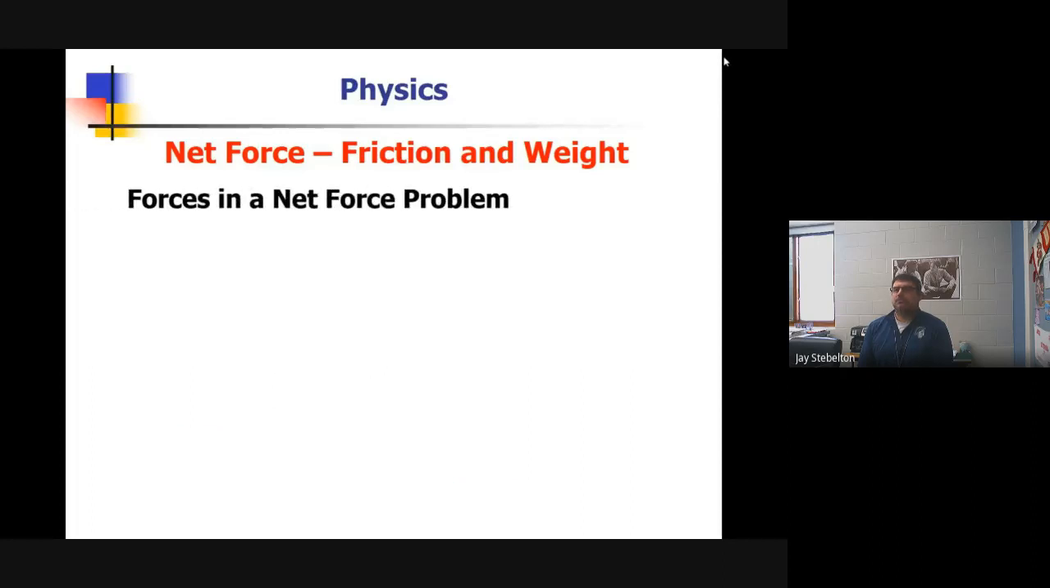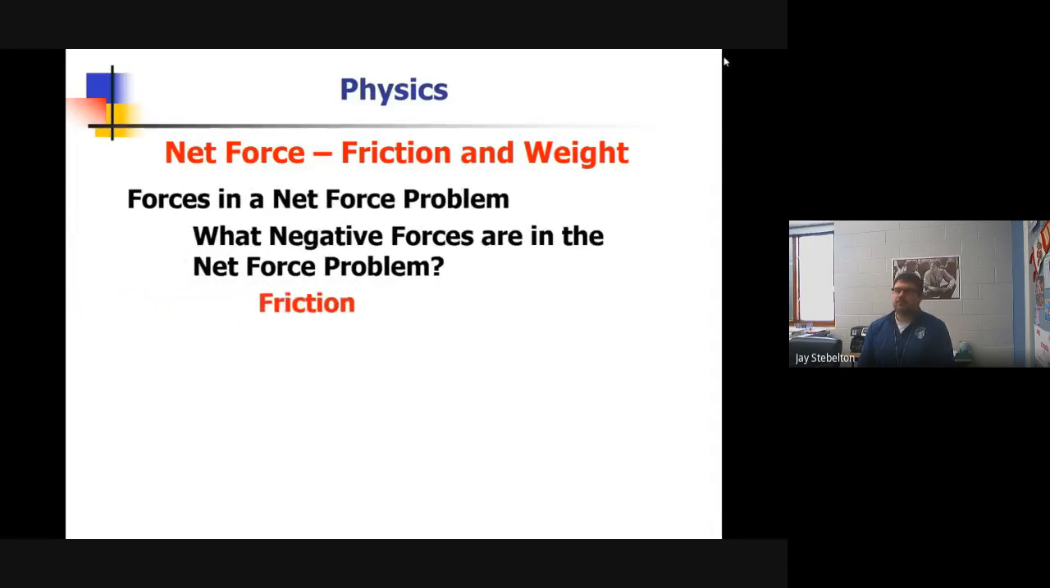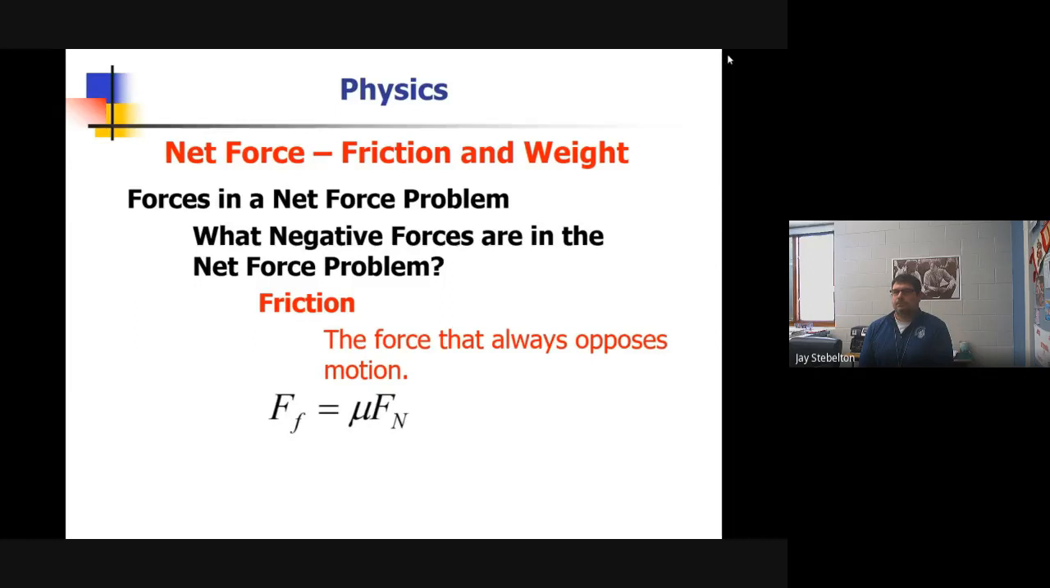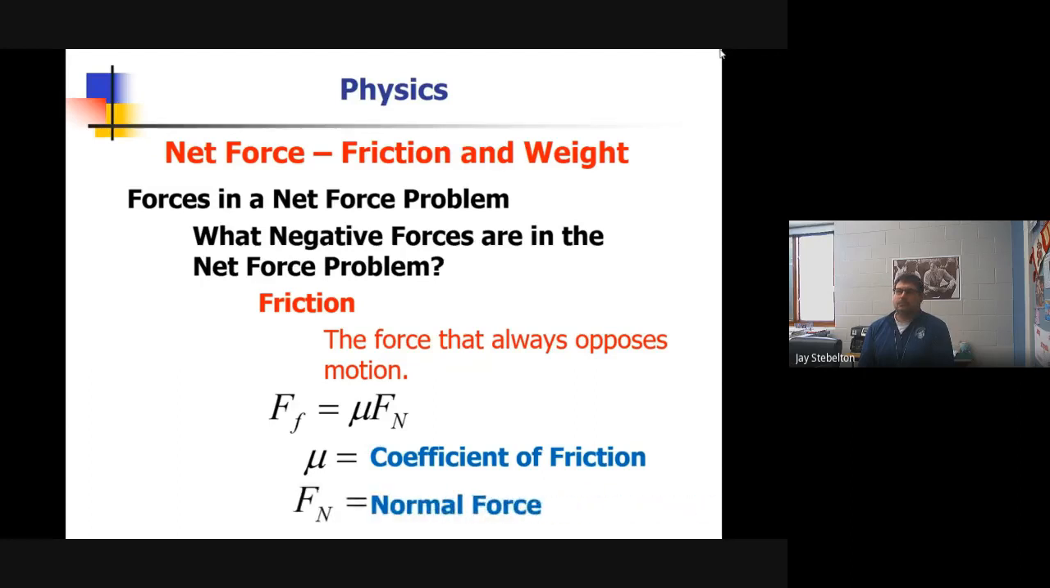What other negative forces are there in a net force problem? Well, friction, the great robber, it always tries to stop motion. So as a force that opposes motion, the force of friction is mu times the normal force. And it's always negative. Well, what's mu? Well, mu is the coefficient of friction. It's a different number between whatever surfaces are in contact, and F sub n is the normal force, the perpendicular force.